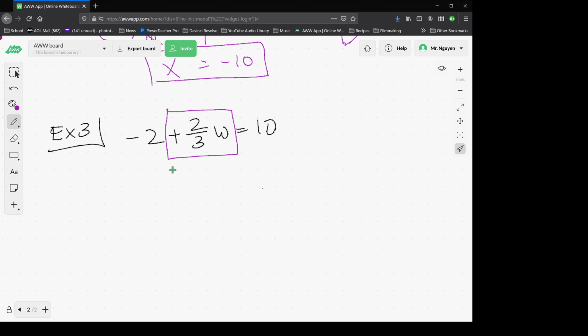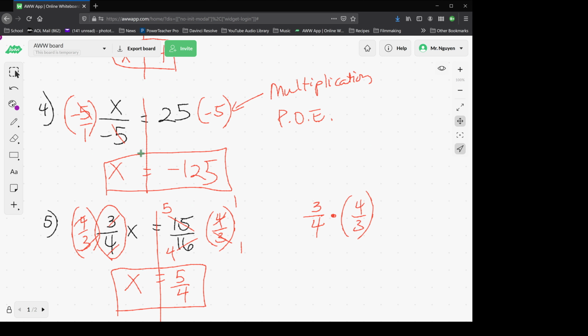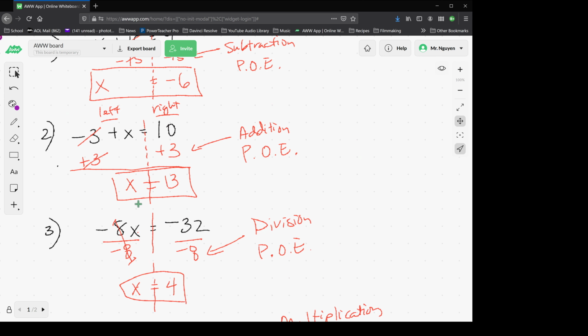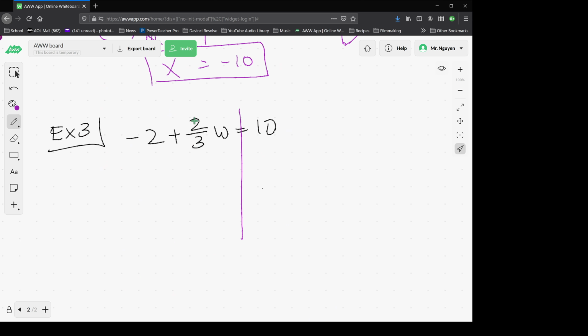So you don't really do anything with the variable until you're ready to solve for it. What you really need to get rid of is the minus 2. A problem that's very similar to this is one of our original ones over here. See this number 2? You have negative 3 plus x is equal to 10. It's very simple. If you turn this into something with a rational coefficient, it will basically be exactly this.